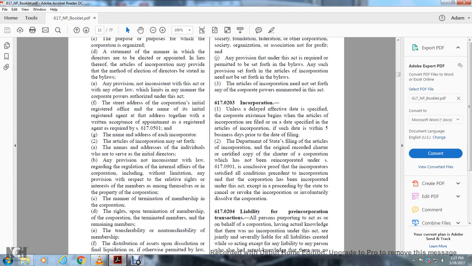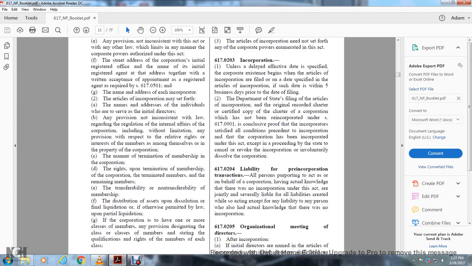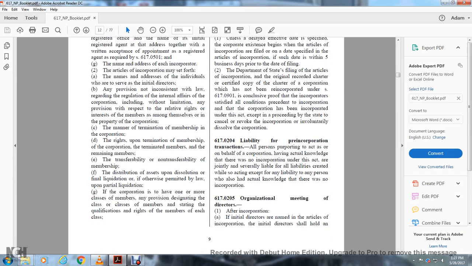The Department of State filing the articles of incorporation is the original record, the charter, or the certified copy of the charter of the corporation which has not been reincorporated under statute 617.0901. It is conclusive proof that the incorporators satisfied all conditions precedent to incorporation and that the corporation has been incorporated under this act, except for a proceeding by the state to cancel or revoke the incorporation or for involuntary dissolution of the corporation.